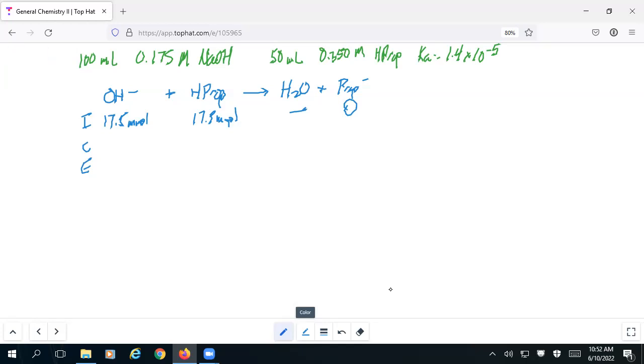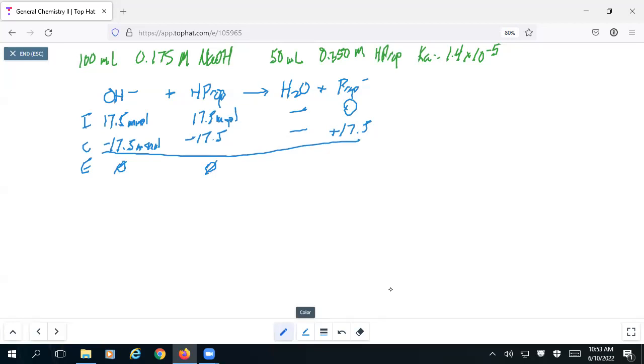In this case, we have stoichiometric amounts of each. So both of the reactants are going to lose 17.5, and the conjugate base will gain 17.5. So that leaves 0 hydroxide, 0 propanoic acid, and 17.5 millimoles of propanoate.